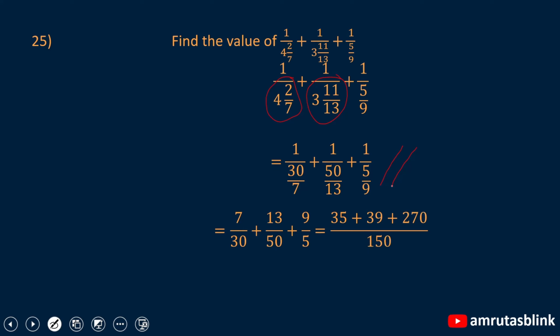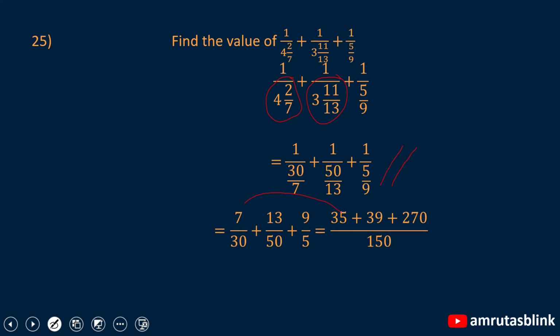So ultimately we just need to add 3 fractions after simplification, that is 7 by 30 plus 13 by 50 plus 9 upon 5. So how do we add these 3 fractions? We will find the LCM of their denominators. So LCM of denominators, that is 30, 50 and 5, will be 150. Now 30 fives are 150, hence 7 fives are 35.